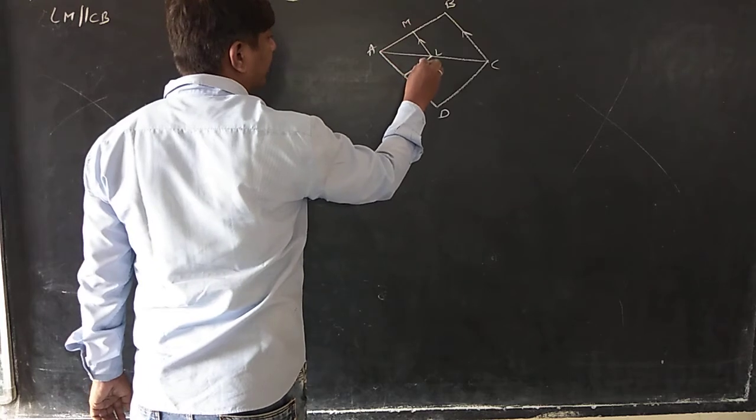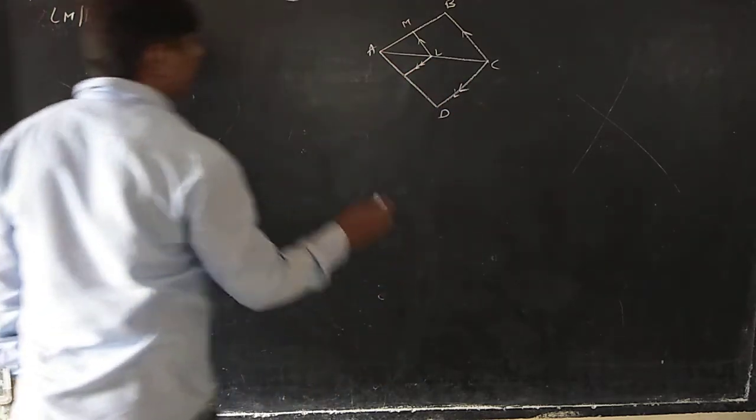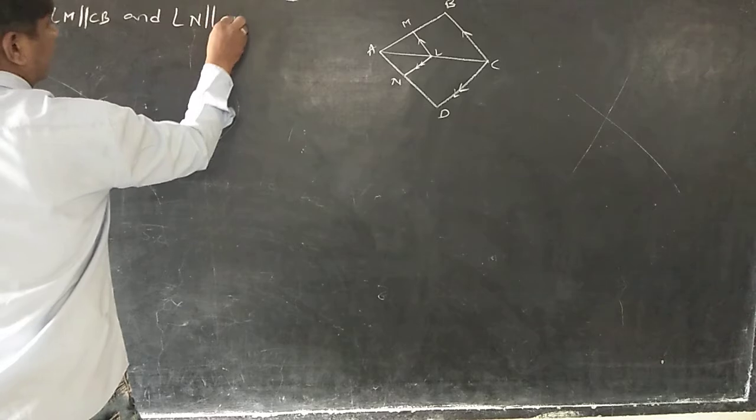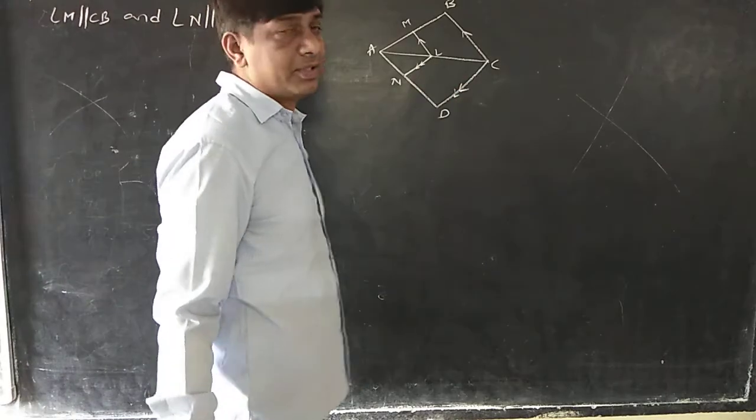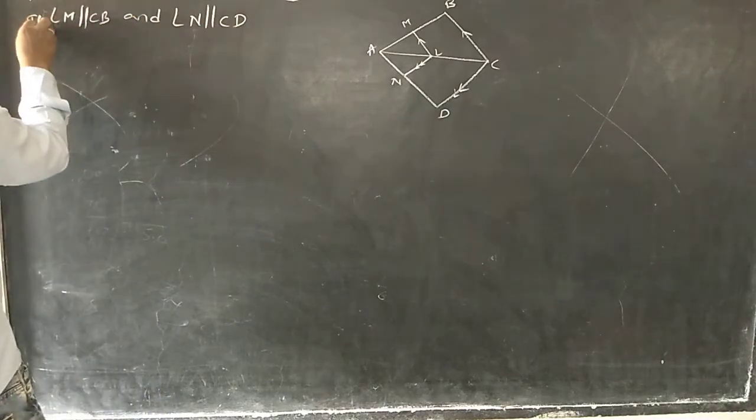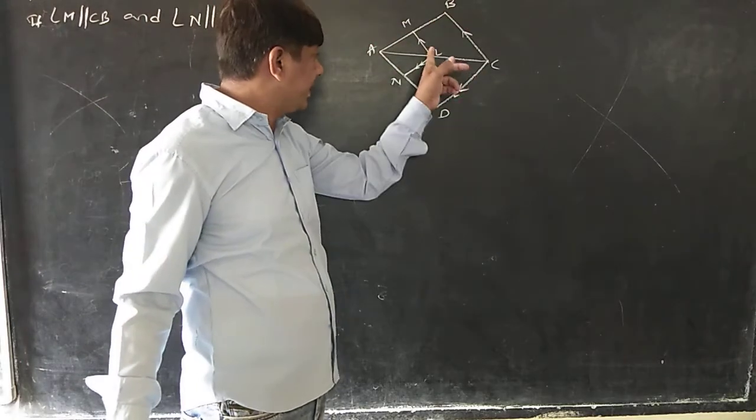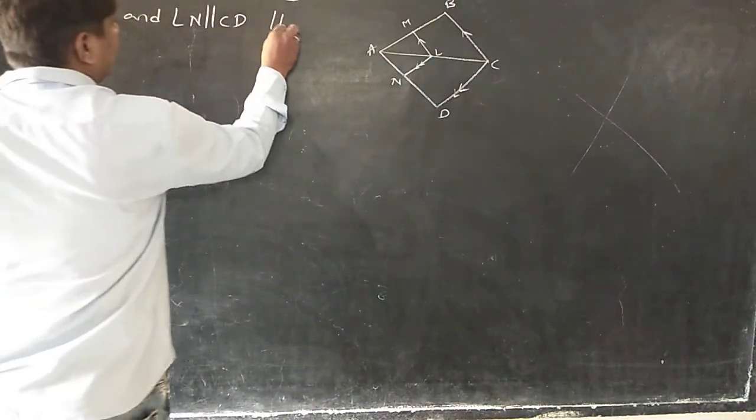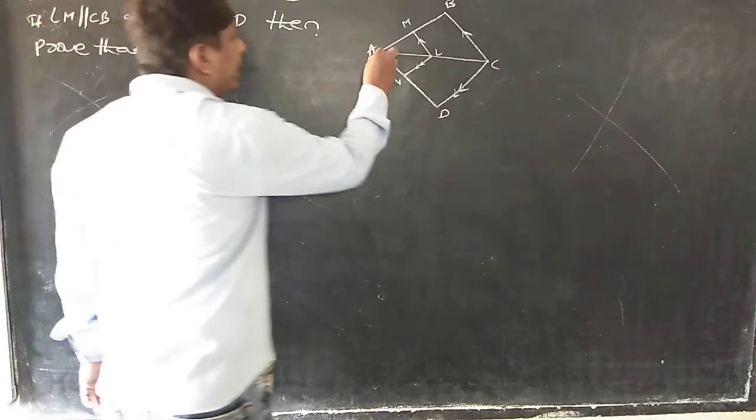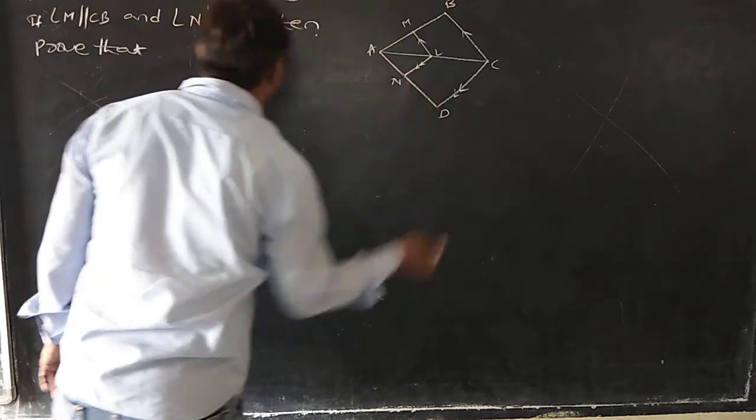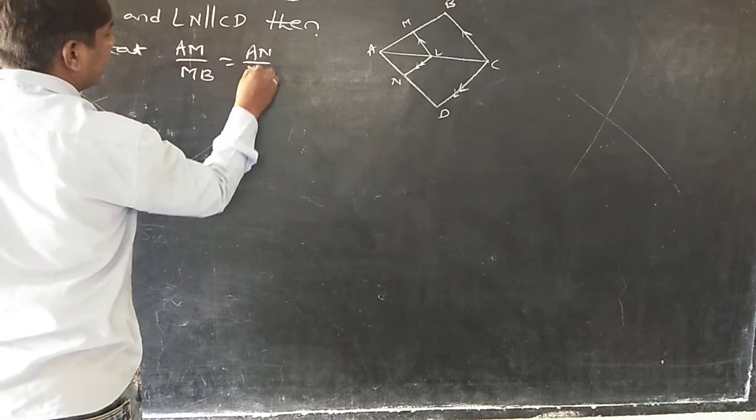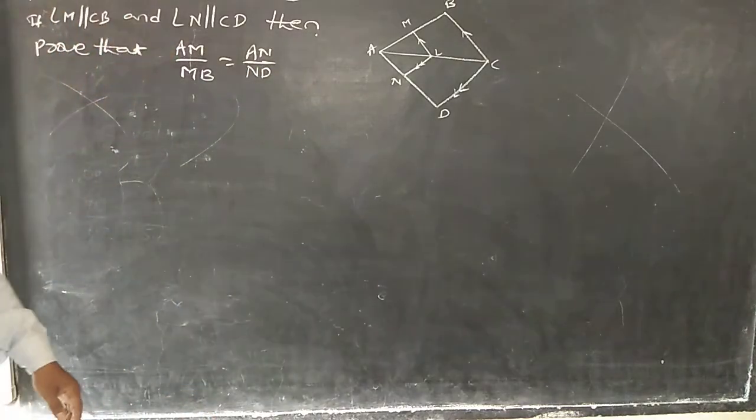And LN is parallel to CD. In the adjacent figure, if LM is parallel to CB, LN is parallel to CD, then prove that AM by MD is equal to AN by ND.